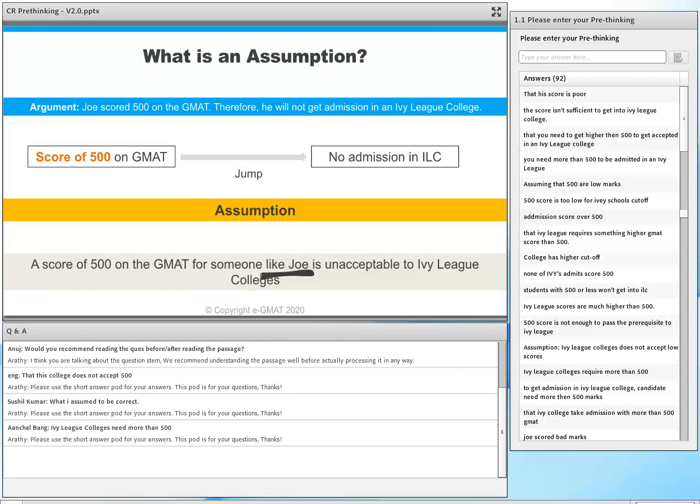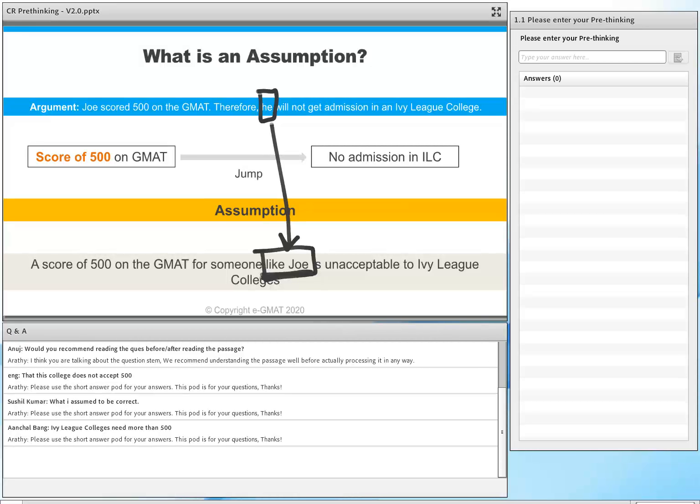There's just one little difference over here. There's someone like Joe in this case. And where does this come from? It comes from this conclusion where he's talking about how he will not get into an Ivy League college. He's not saying that the Prince of Saudi Arabia will not get in. But again, you guys got the logic right.